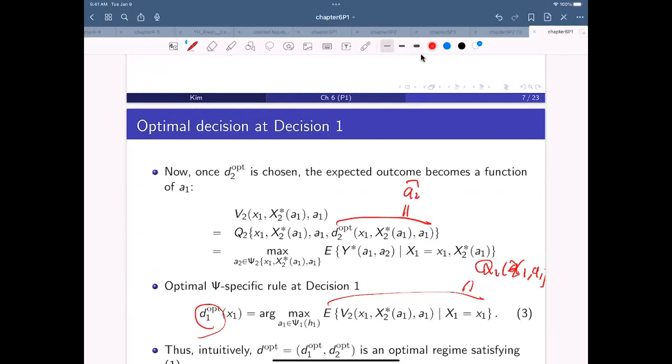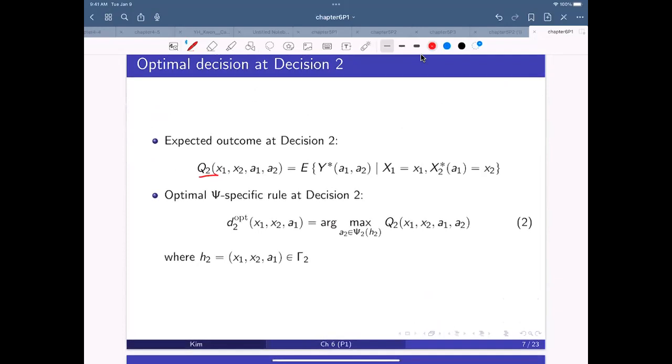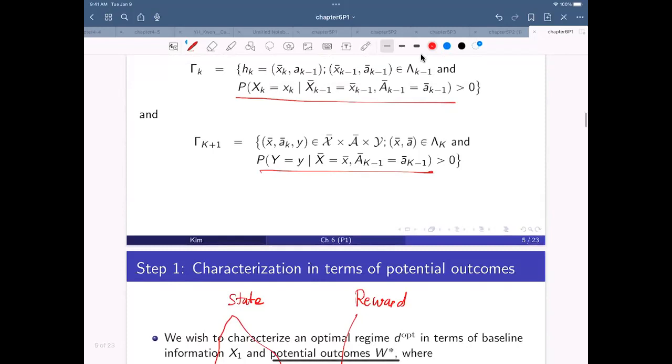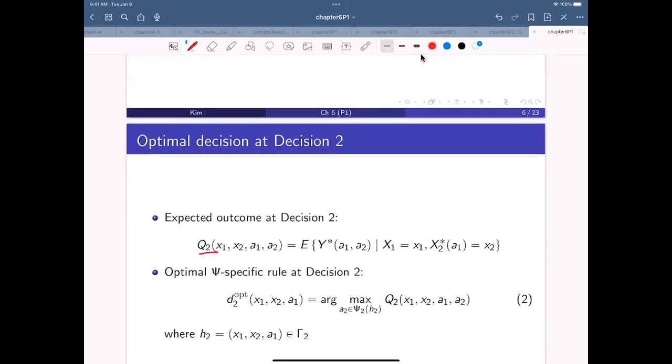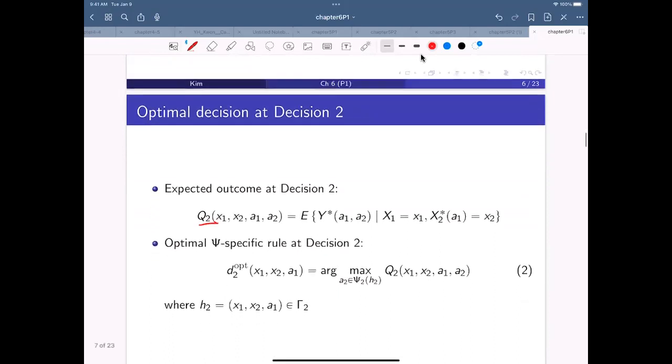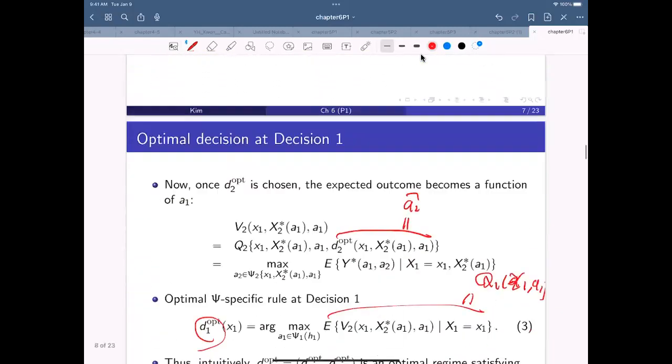In the previous Q2, if we go to the previous page, we assume that X2 star can be observed. That is the first step: we first characterize in terms of potential outcomes. Later we will move on to how we can actually compute it, because we don't really observe this one. But for now, suppose I know this Q2, then this is the solution.